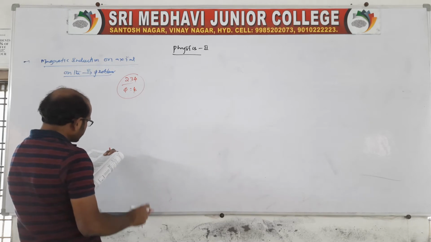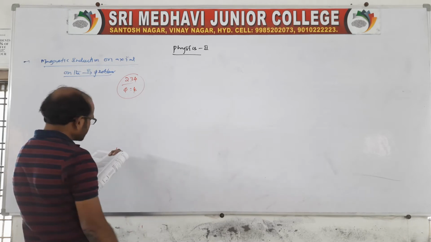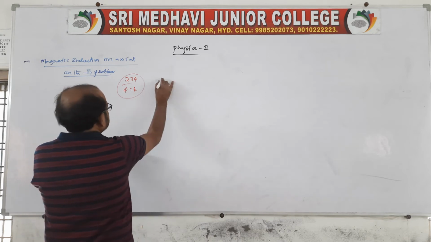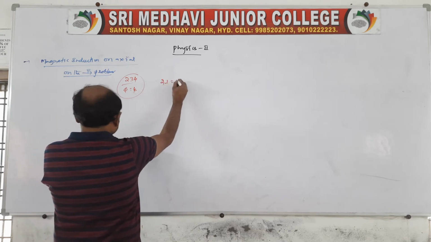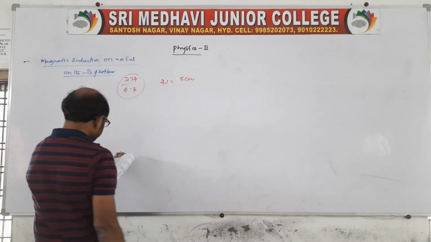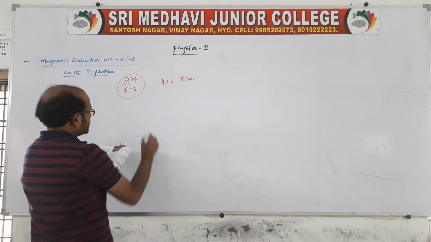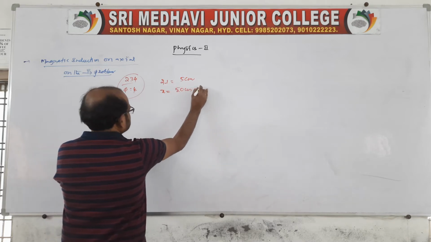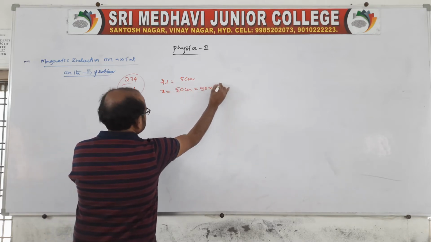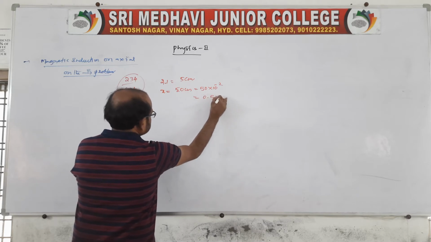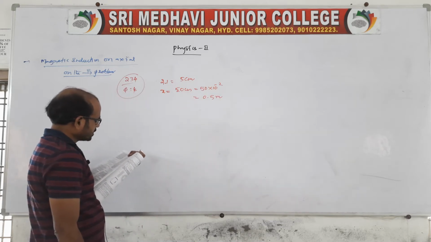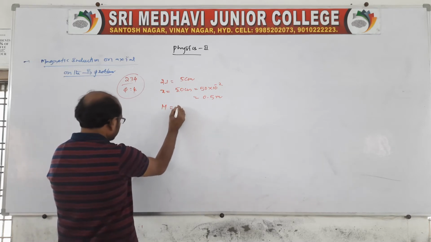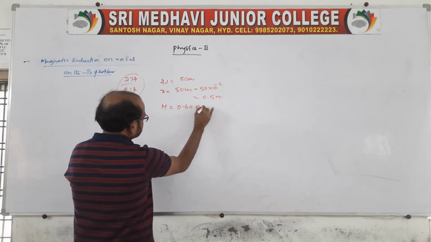The length of the bar magnet is given as 5 centimeter, so 2L is equal to 5 centimeter, and the distance is x is equal to 50 centimeter, that is 50 into 10 power minus 2 meter, therefore 0.5 meter. From the midpoint, the magnetic moment of the bar magnet capital M is given as 0.40 ampere meter square.